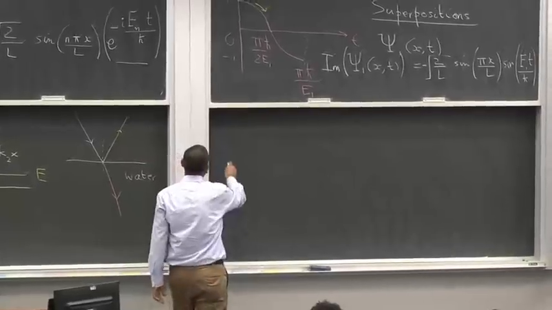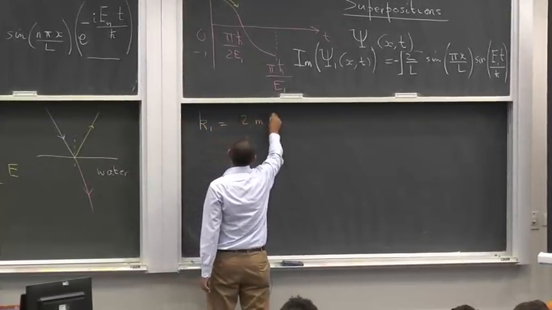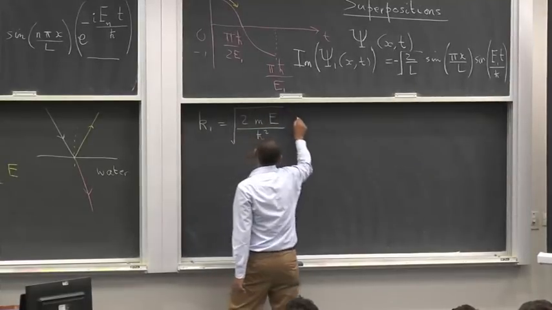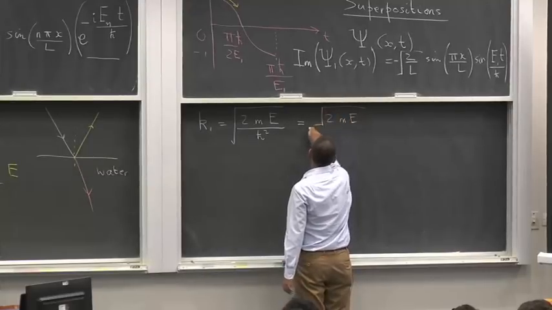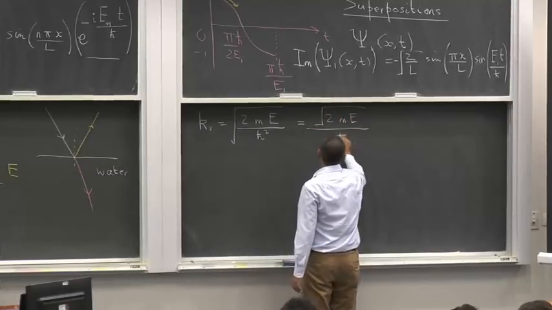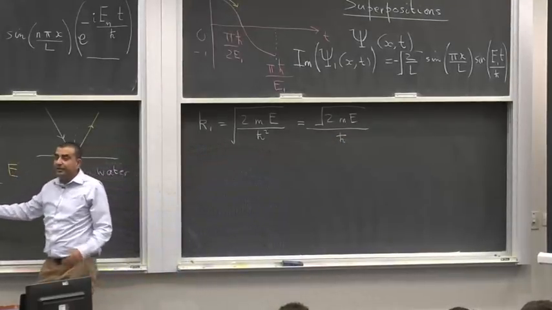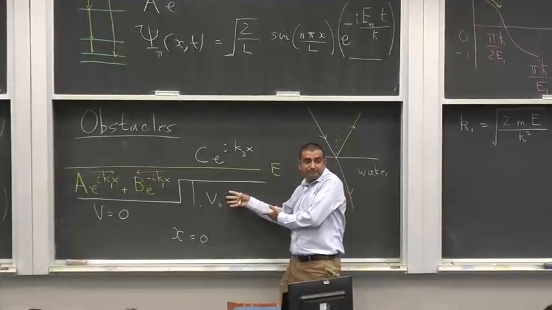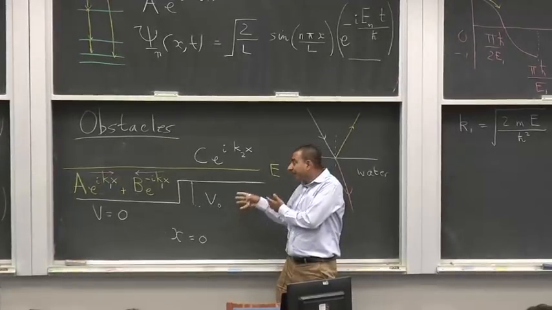So this k1 is the square root of 2mE over h bar squared, or root 2mE over h bar. Now I need to find out this k2. Here, I have to solve the Schrodinger equation again because my potential energy is no longer zero. So let me add the potential energy term to the Schrodinger equation and solve it.